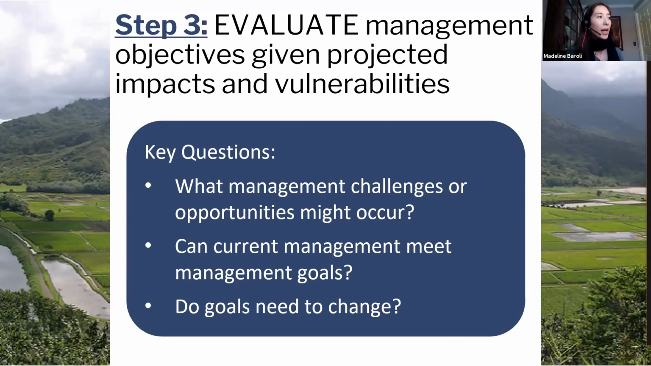So in step 3, we're asking the following questions. What management challenges or opportunities might occur? How will climate change make our objectives more or less difficult to achieve? And really, can we meet those goals and objectives, or do they need to be changed completely, or maybe just altered or modified slightly?